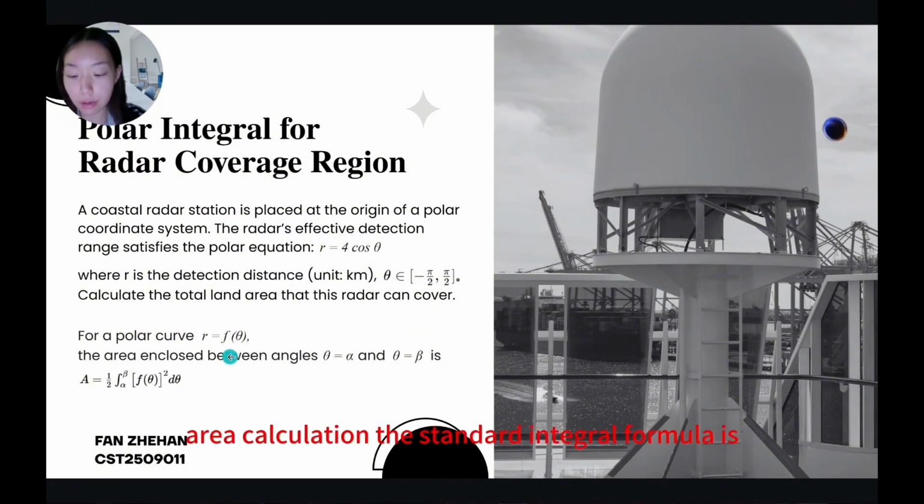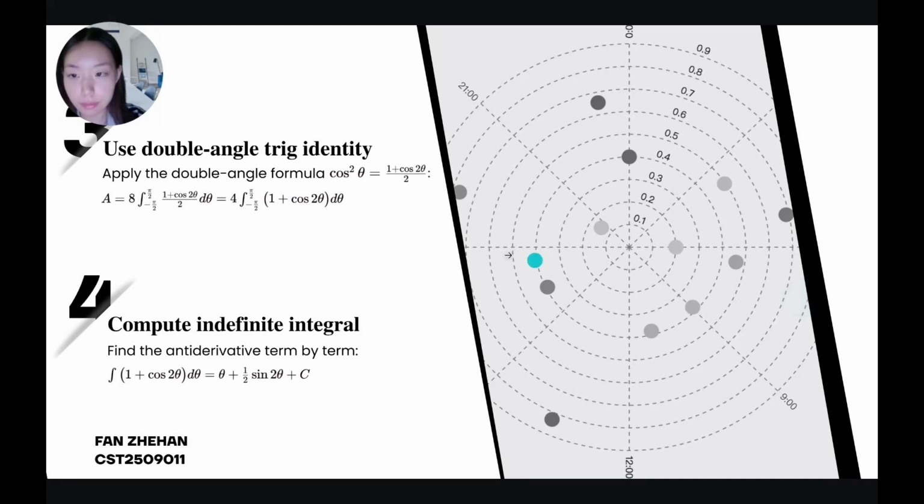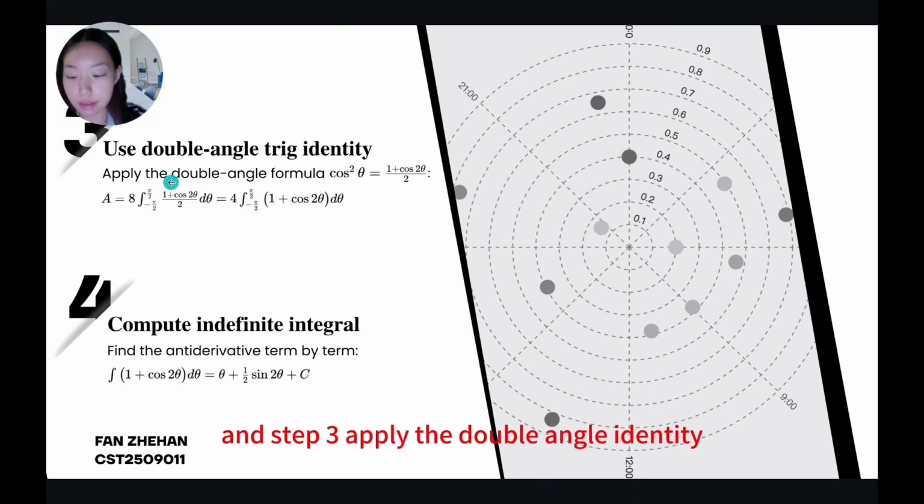For curve area calculation, the standard integral formula is this. In step 1, substitute the given curve and the integral bounds into the formula. In step 2, expand the squared term and simplify the expression to get this. In step 3, apply the double angle identity. For power reduction, the formula updates to this.